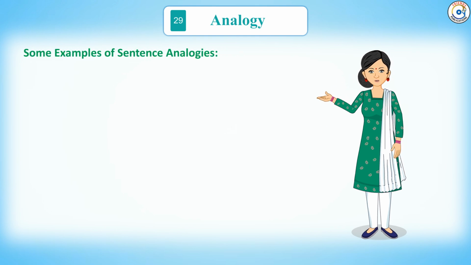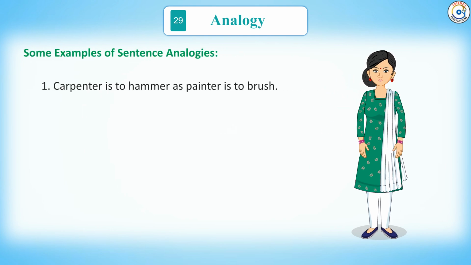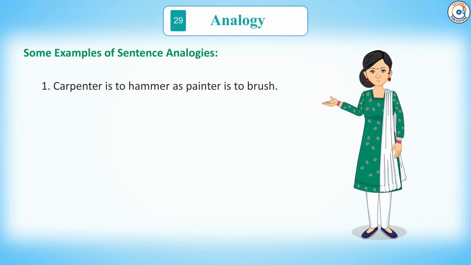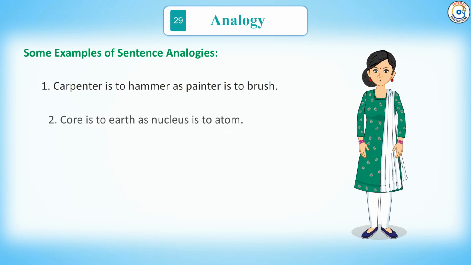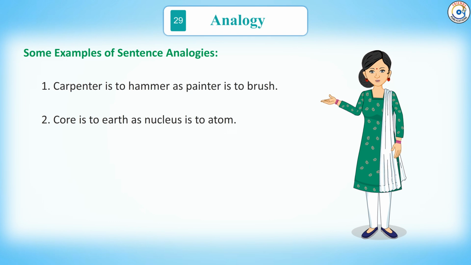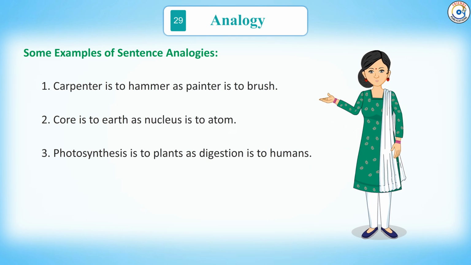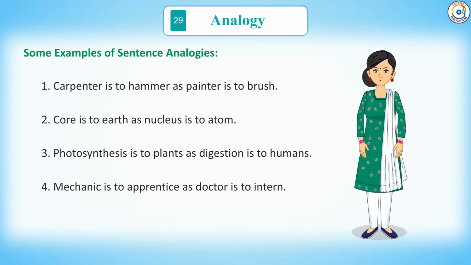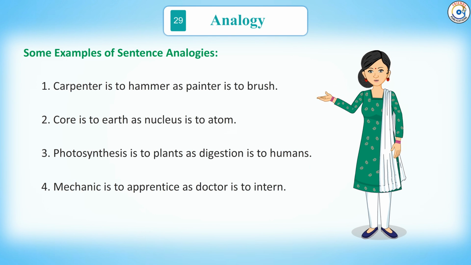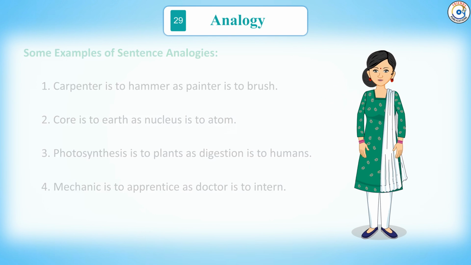Some examples of sentence analogies. 1. Carpenter is to hammer as painter is to brush. 2. Core is to earth as nucleus is to atom. 3. Photosynthesis is to plants as digestion is to humans. 4. Mechanism is to apprentice as doctor is to intern.